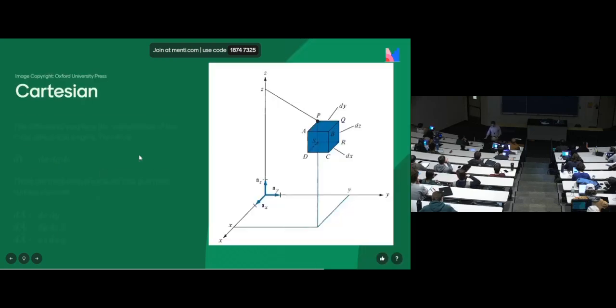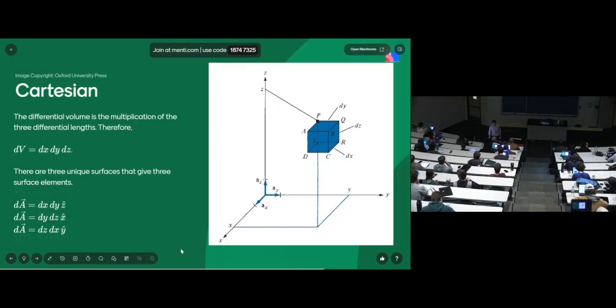The differential elements, at least in Cartesian coordinates, are really well behaved. A differential volume, if you look at this cube here, is just going to be the differentially small amount of volume, dx times width, dy, times height, dz. So volume is dx dy dz. Woohoo!